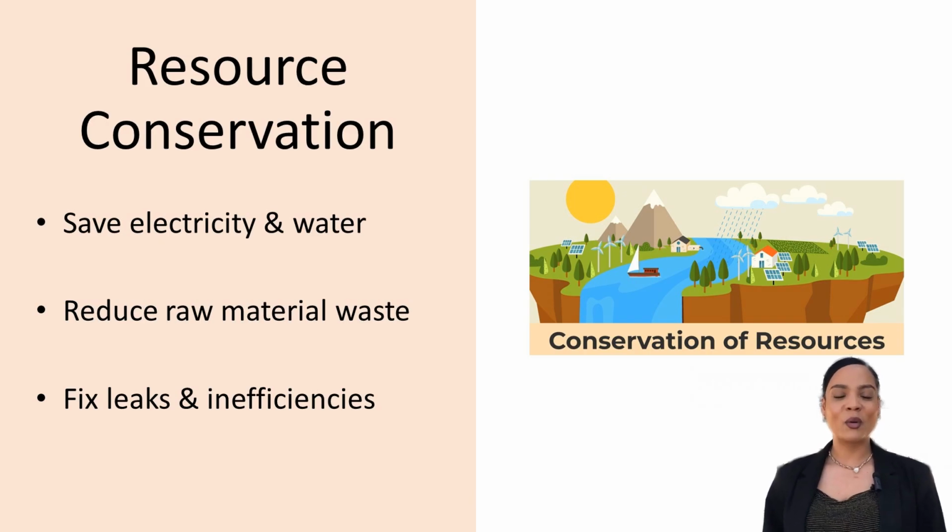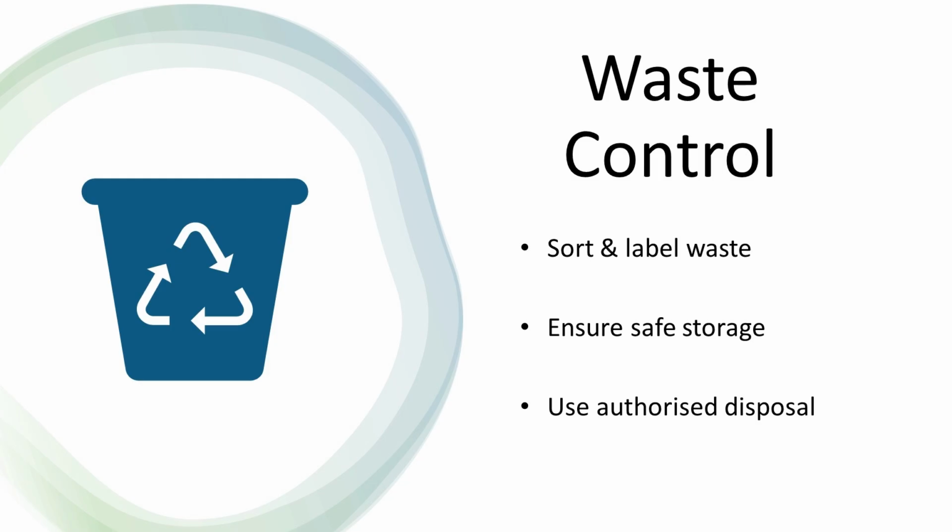Supervisors must protect resources such as: 1, electricity; 2, water; 3, raw materials; 4, compressed air. Reducing waste and saving resources lowers costs, supports environmental laws, and improves sustainability. Waste must be: 1, sorted; 2, labeled; 3, stored safely; 4, disposed of by authorized providers. Incorrect waste management leads to environmental fines and contamination. Supervisors must ensure all staff follow waste handling procedures.